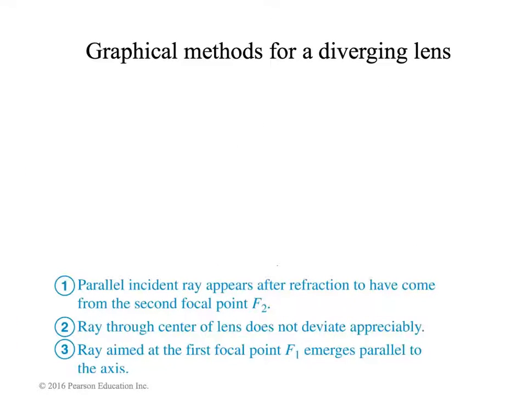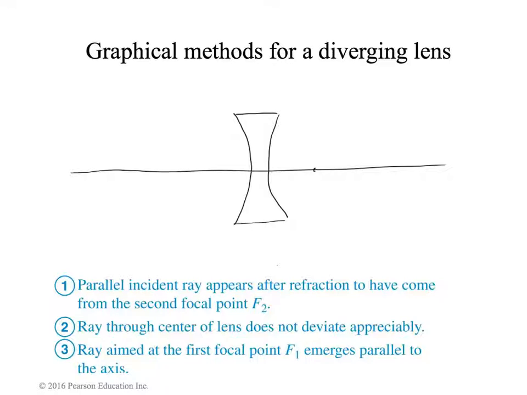Okay, so let's do a diagram for a diverging lens. Now, the issue with the diverging lens is very similar to that of the mirror, because we have to trace back and see where the rays seem to have come from. So here is going to be my object. And so our first ray, if we allow it to come in parallel, it's actually going to seem like it came from this first focal point.